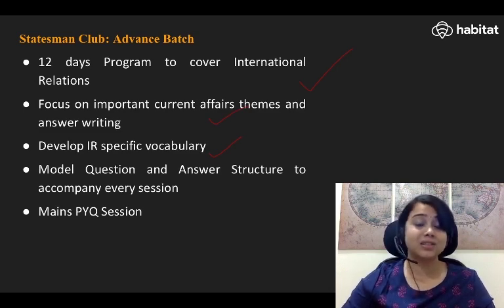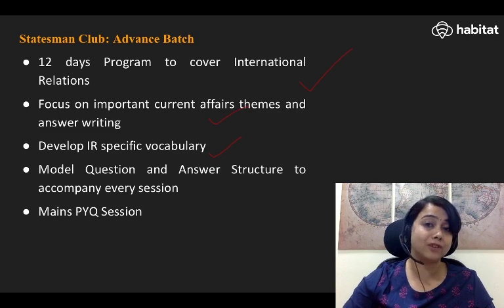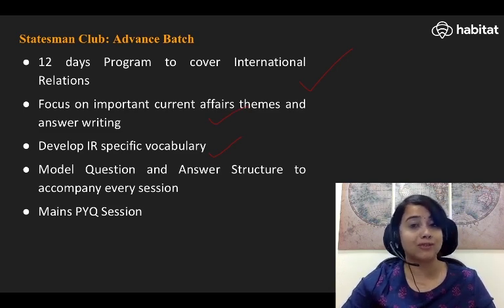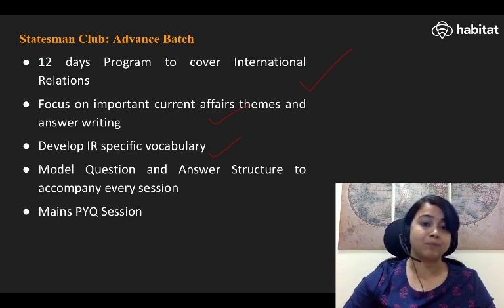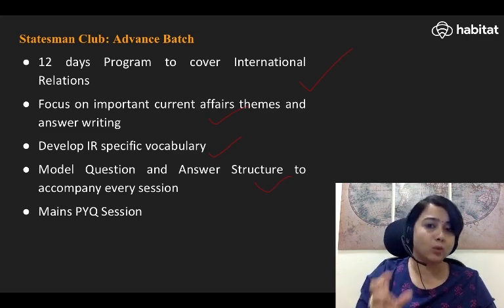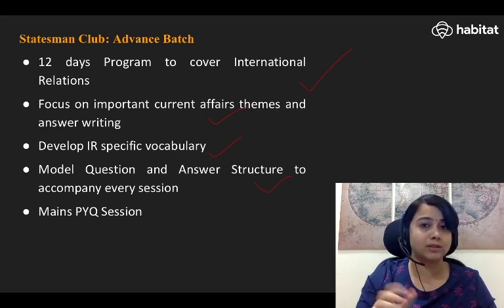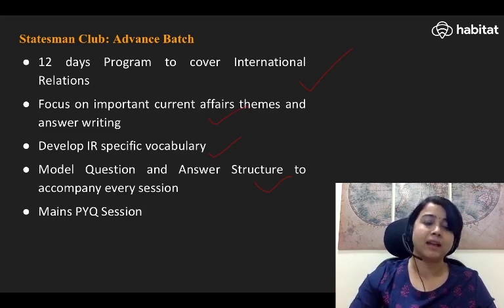And again, this is something that students picked up really well, those who practiced answer writing regularly in the first session of the Statesman Club, and they were able to use it very effectively in their answers. As I told you, I will give you one model question every day, and I'll also provide you a structure to that question the next day as to how an answer for that question can be written. And we will also be having a mains PYQ discussion.